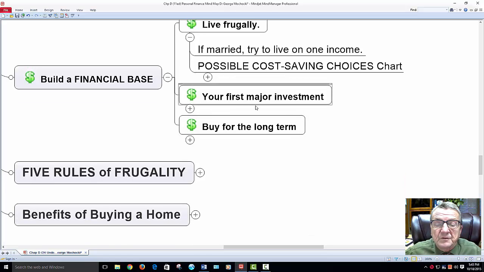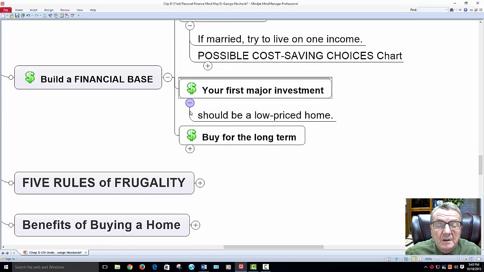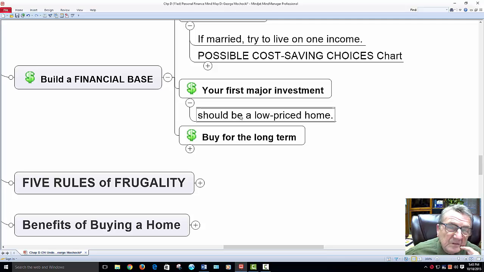Okay, your first major investment should be a low-priced home. I would say most people should, because you could write off tax and everything else. But I think for most people, the first major investment is a car. I'm in high school. I'm just coming out. My first thing is I'll still live in an apartment. Just well enough. I wanted that car. I wanted a set of wheels.